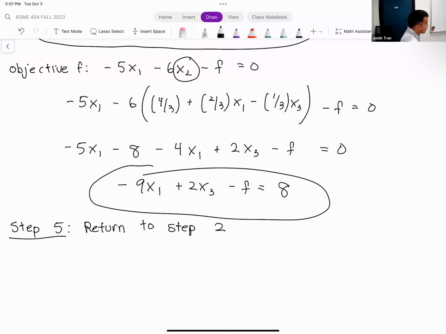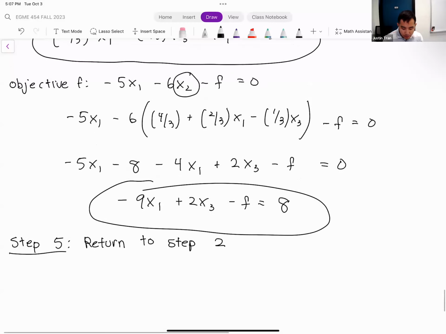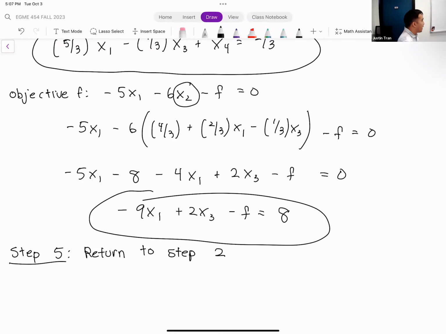So now that we're at this point, we can return to step two. In step two, we look at our objective function, and we can see that we have a negative coefficient, negative 9x1. That means we can improve this further. We're going to go through one more time around the rodeo, and then we're done seeing the simplex method in the class. And this should give you the solution.